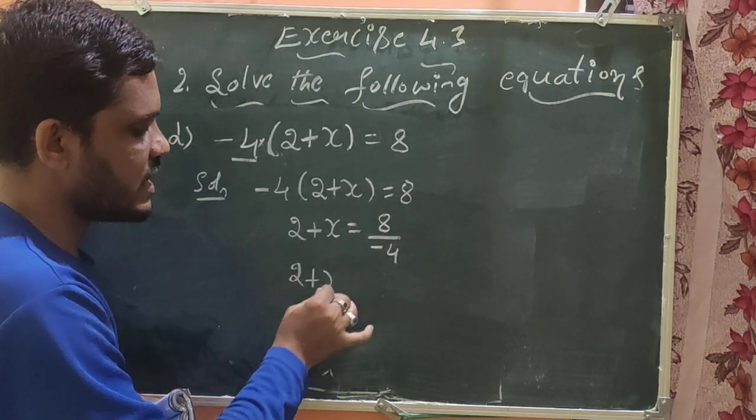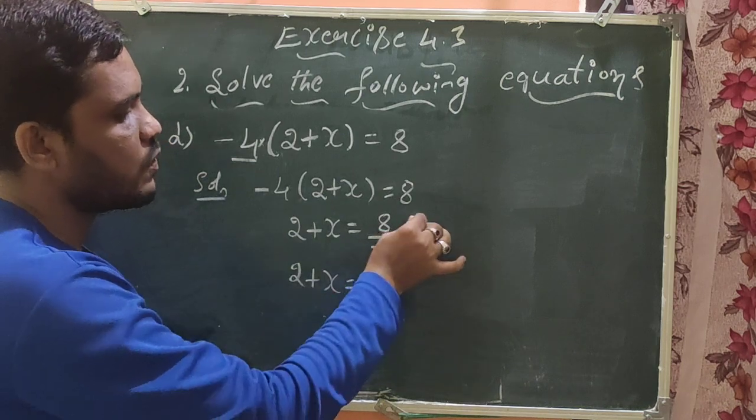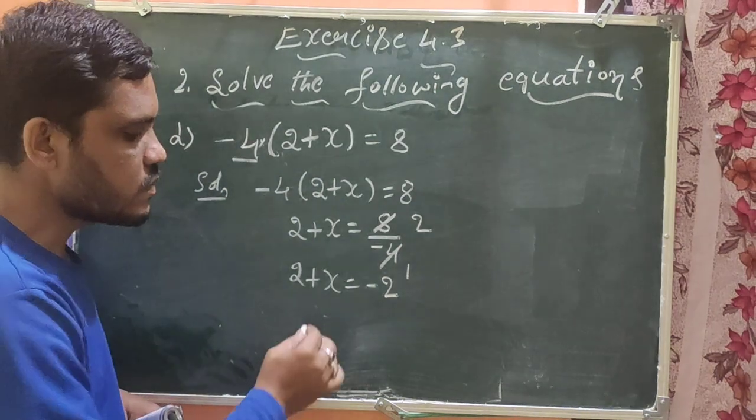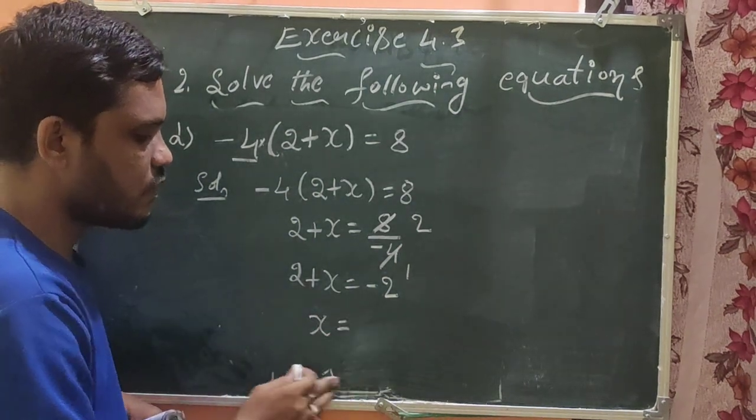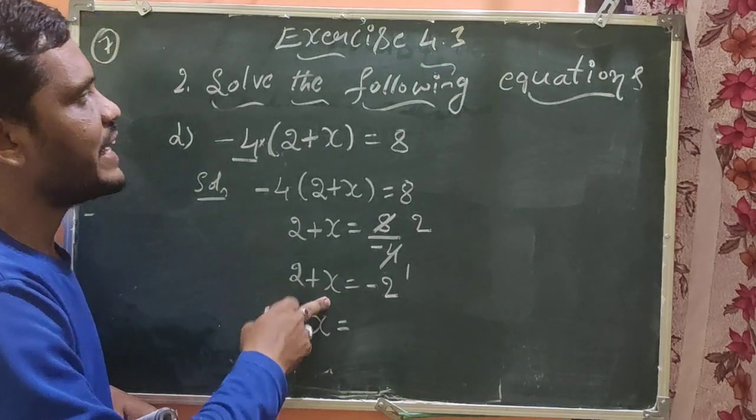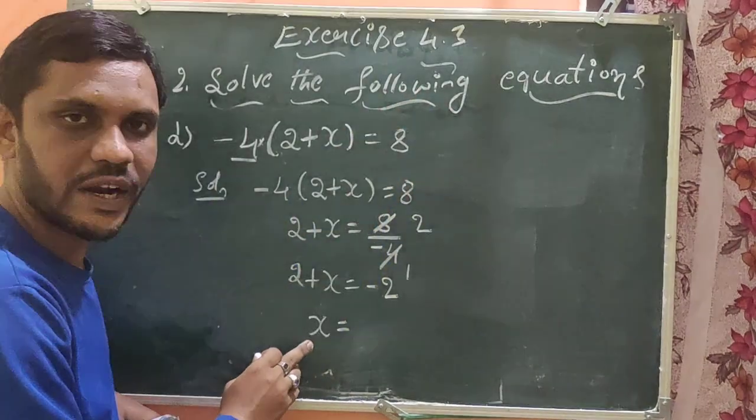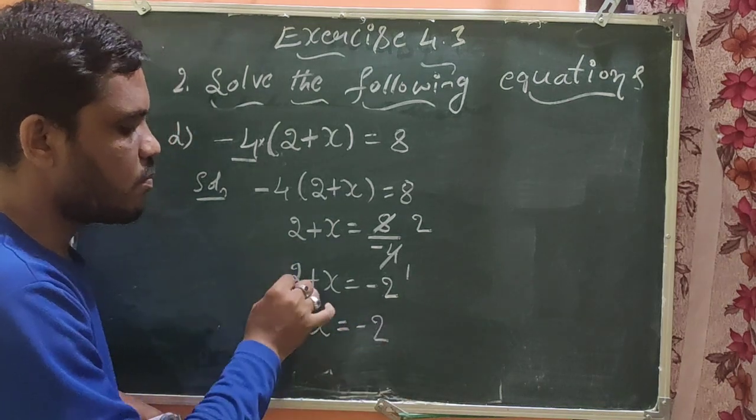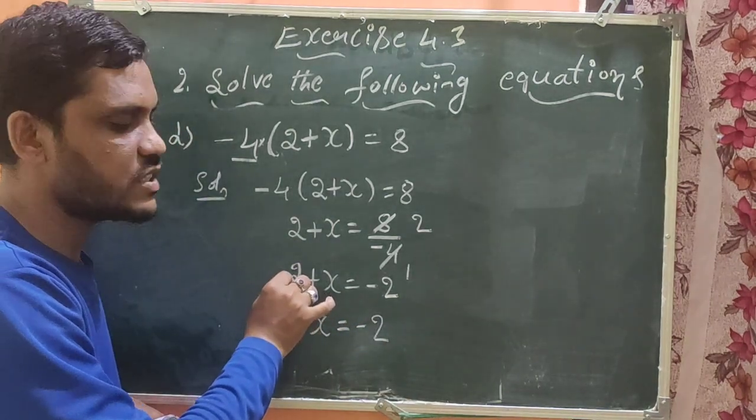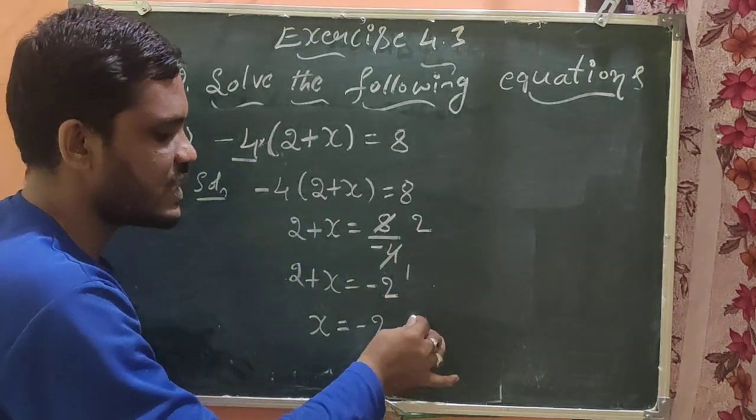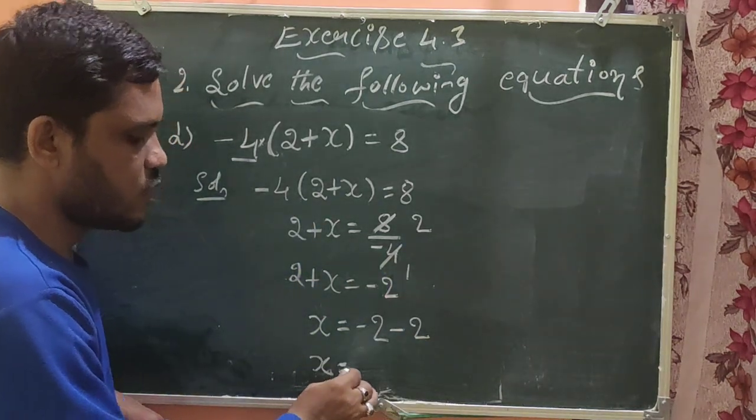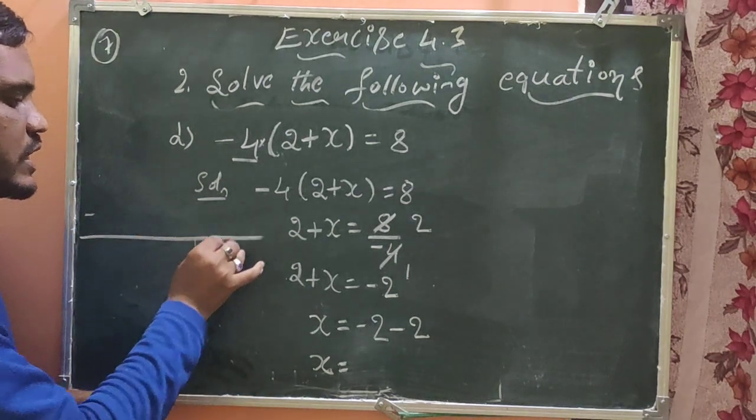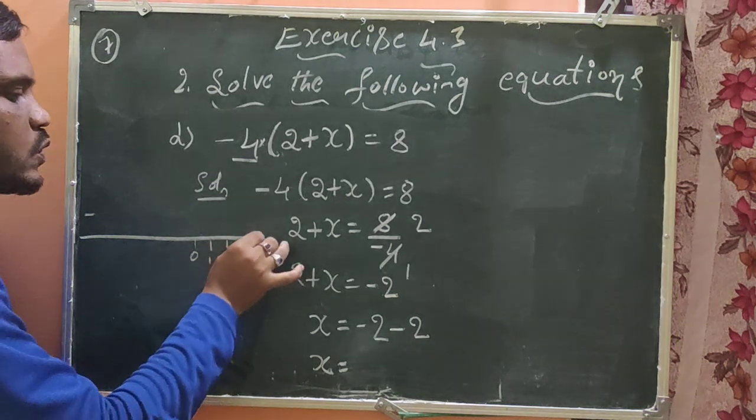Then 2 plus x is equal to 4. 4 ones are 4, 4 twos are 8. That becomes minus 2. Then x is equal to... here we want to find the value of x. That means solve the following equation means we should find the value of this x. So x is equal to minus 2 plus 2 from LHS side shifted to the RHS side, that becomes minus 2. Then x is equal to, this is the numbers here, this is 0, positive 1 and so on.